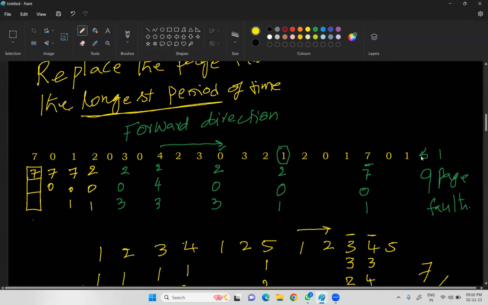For the same string given in the previous FIFO, 14 page faults occurred, but here you got only 9. So it is very good.